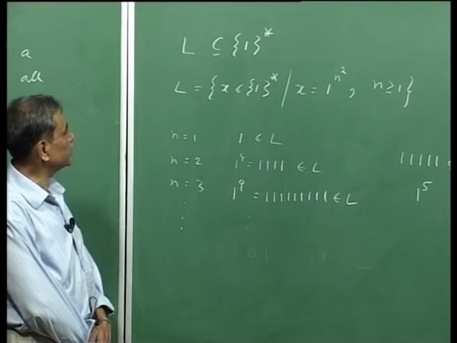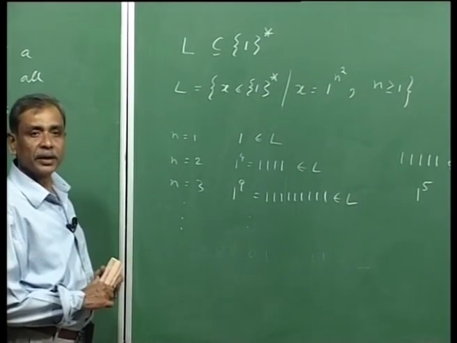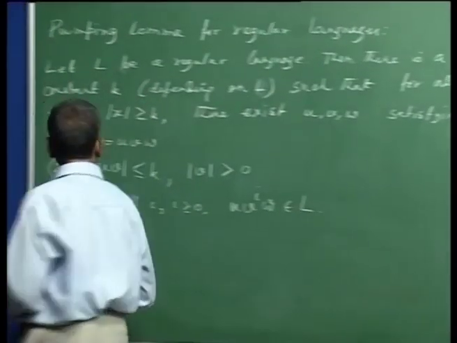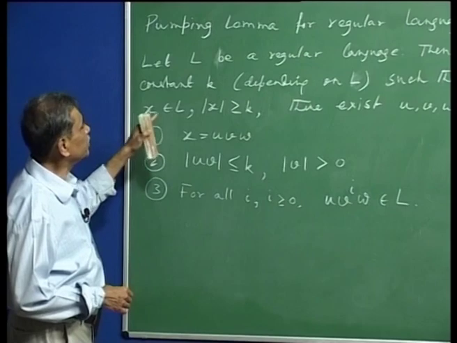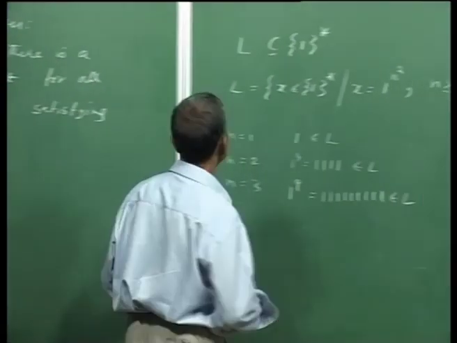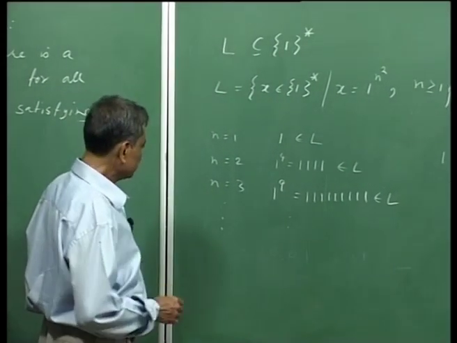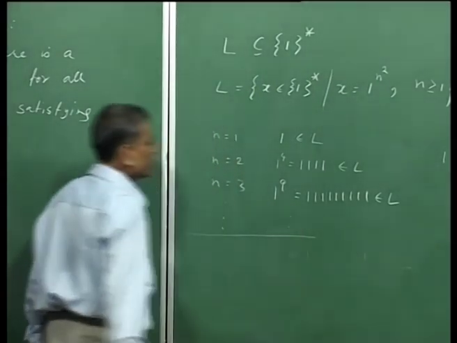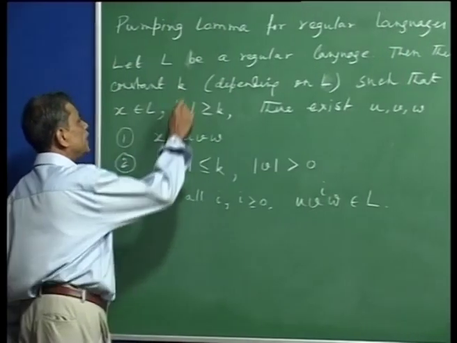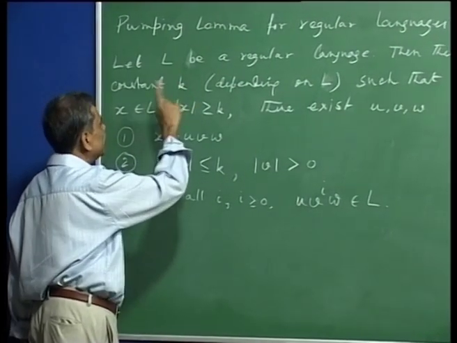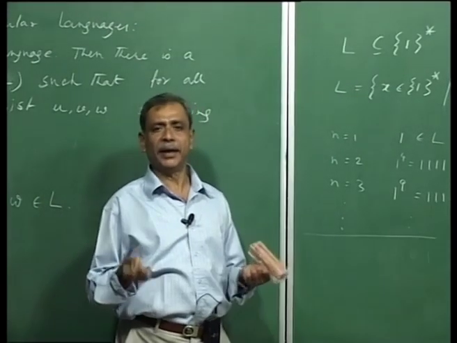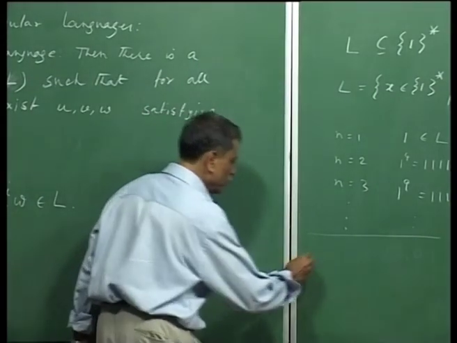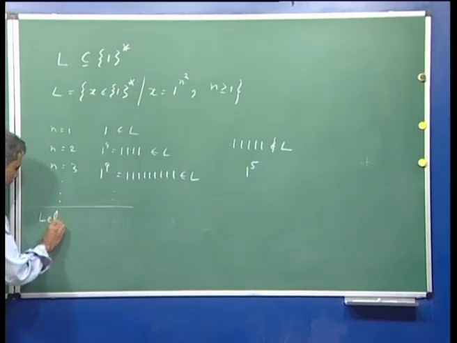So, you would like to show that this language is not regular. And we will use the pumping lemma. You recall, pumping lemma statement was this, which we have gone through once. And this is saying, in order to use this lemma to prove this particular language is not regular, this lemma says that there is a k. So, our proof should be able to handle any k that might be given. So, we just keep it as an indeterminate.